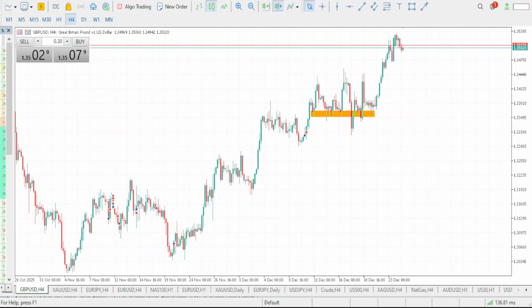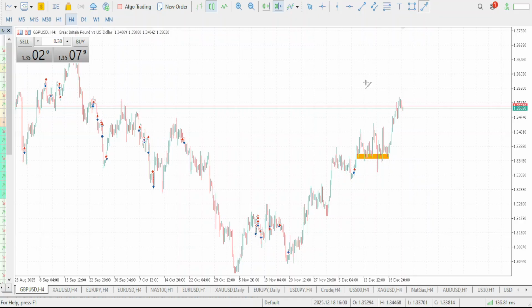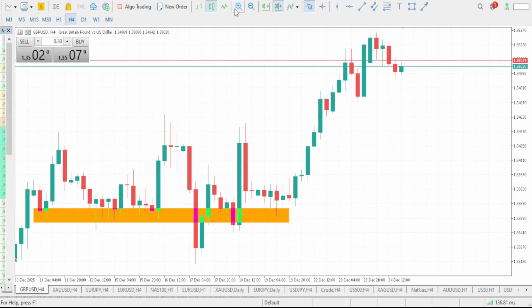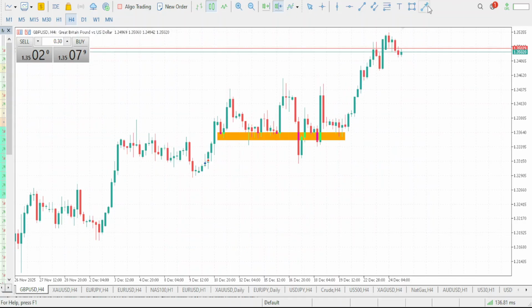Now let's see what we'll be expecting for the day on our GBP USD. Let's start with our trend. We can clearly see that our GBP USD is an uptrend move. We are very much in an uptrend move. So our next movement on GBP USD would be another push that should take out this previous high.